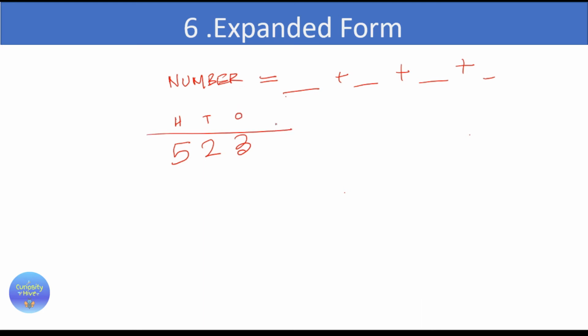Now what is expanded form? Well, expanded form is a way to write a number as the sum of the place value of its digits. So for example, if you have a number which is 523, it has 5 in hundreds place, 2 at tens place and 3 in ones place.